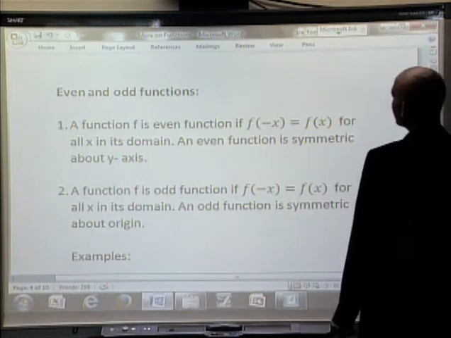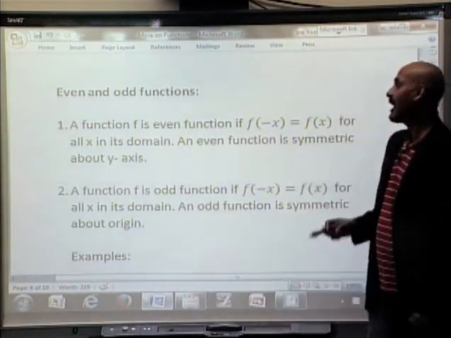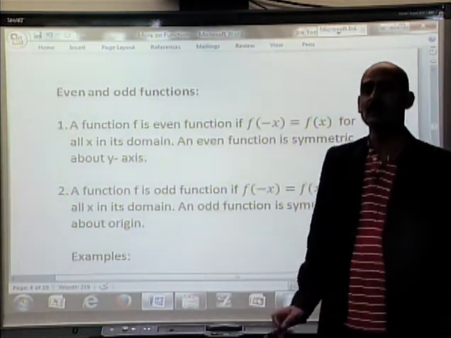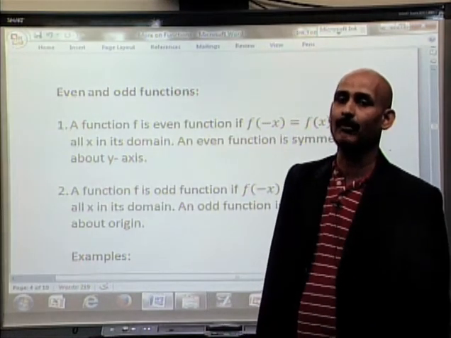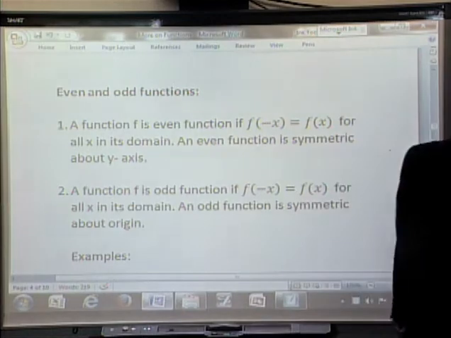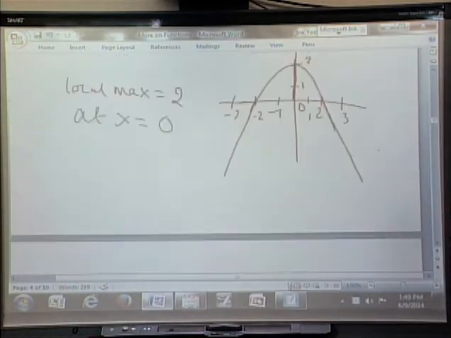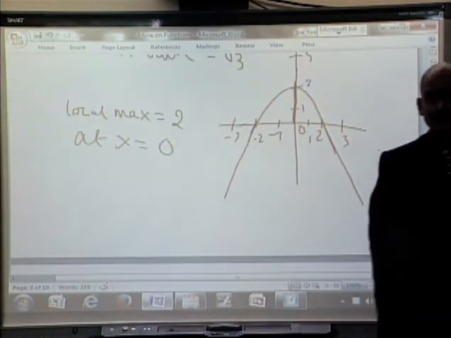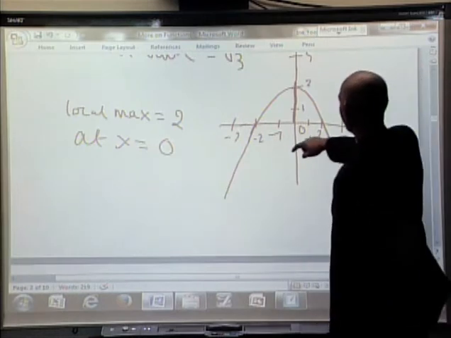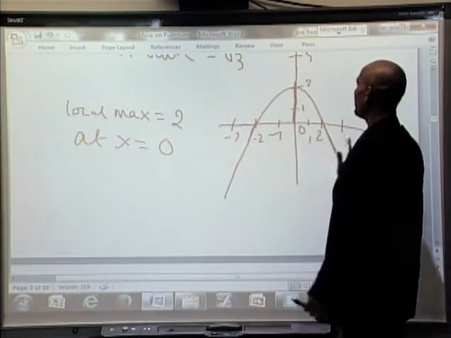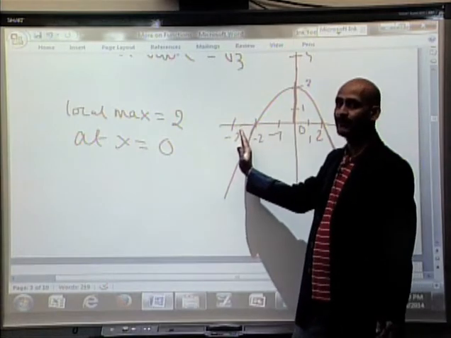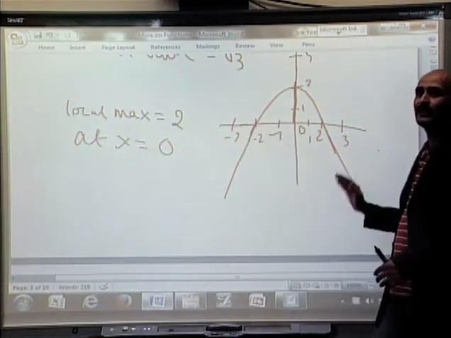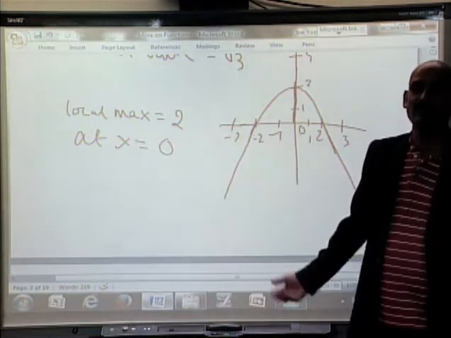And if we think graphically, the graphs of even functions are symmetric about the y axis. Well, I will show you a graph of an even function. This is a graph of an even function. See, the graph is symmetric about the y axis. Symmetric means whatever we see on the left of the y axis, we see the same thing on the right of the y axis.